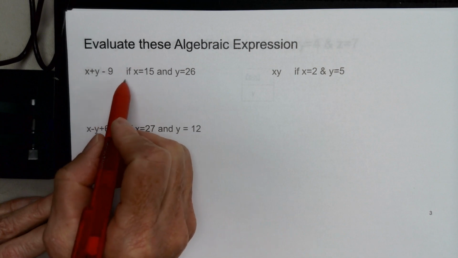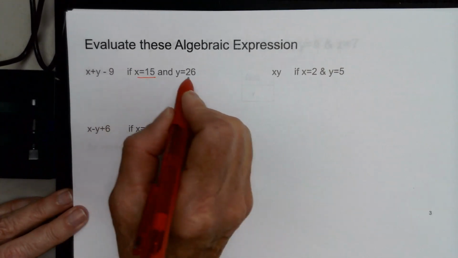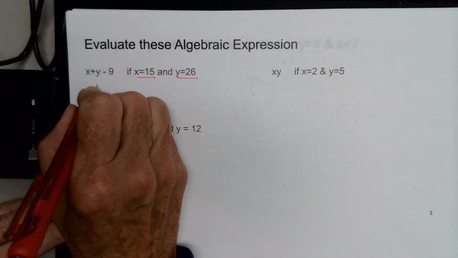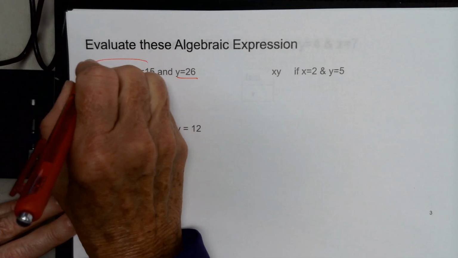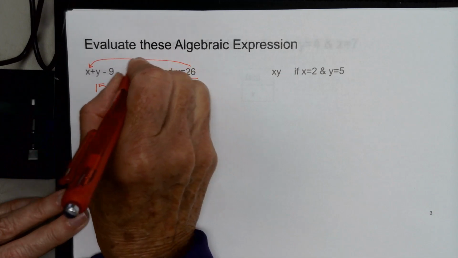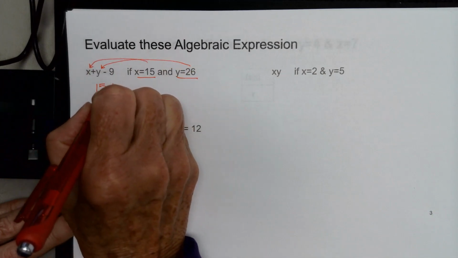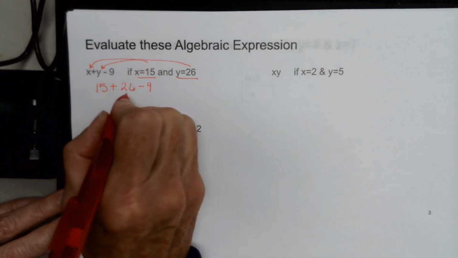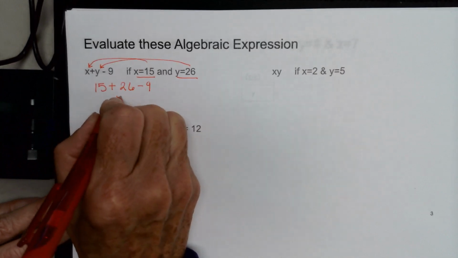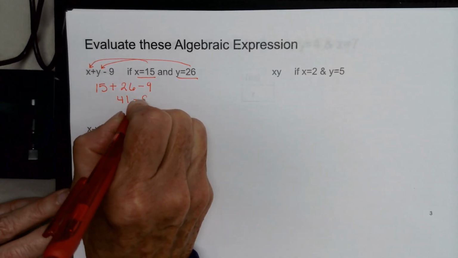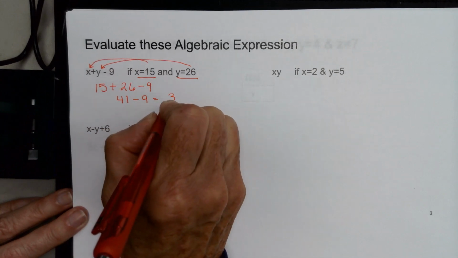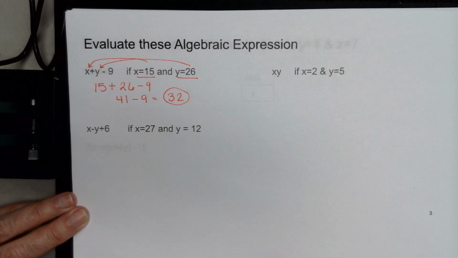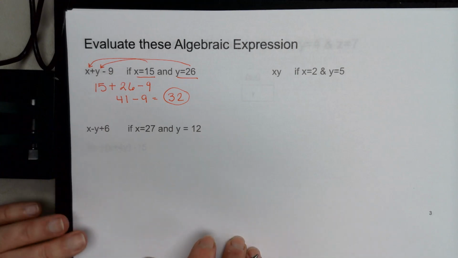So on this one up here, they tell me that x is equal to 15, y is equal to 26. So I'm just going to plug it in. The 15 is going to go over here for the x. The 26 is going to go over here for the y. So I have 15 plus 26 minus 9. So 15 plus 26 is 41. Minus 9 is going to give you an overall value of 32. So when you evaluate the expression, that's what the answer is.